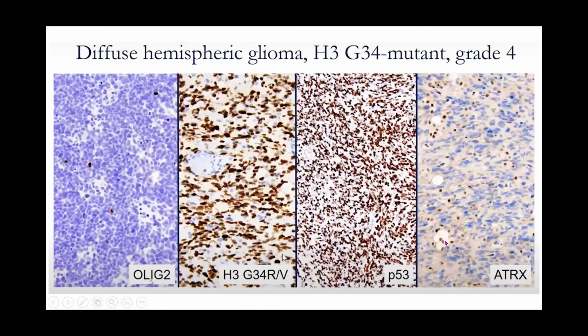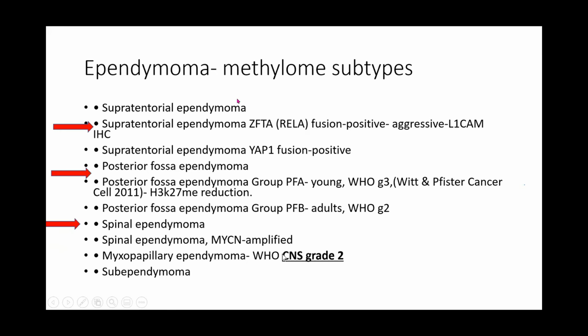to make this diagnosis. Among the group of ependymomas, some changes have occurred which incorporate methylation profiles of these tumors, which are specific for specific sites of the ependymoma. In supratentorial ependymoma, you have to look for ZFTA alterations and YAP1 fusion alterations. This is because the ZFTA alterations portend a poor prognosis, whereas YAP1 portends a good prognosis.